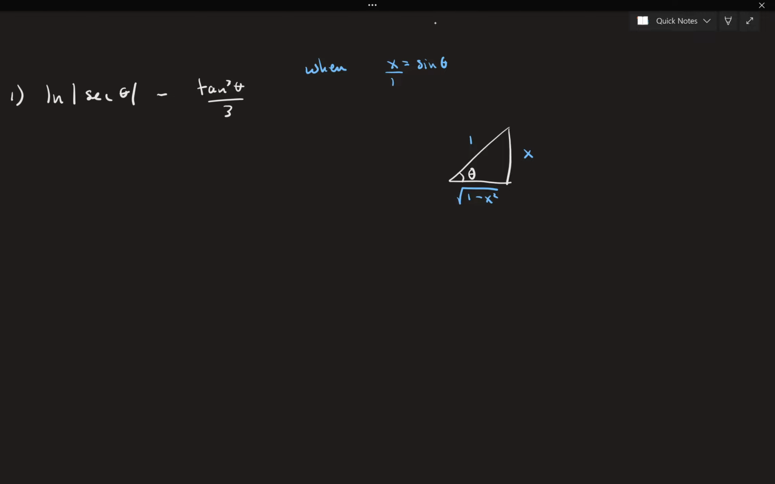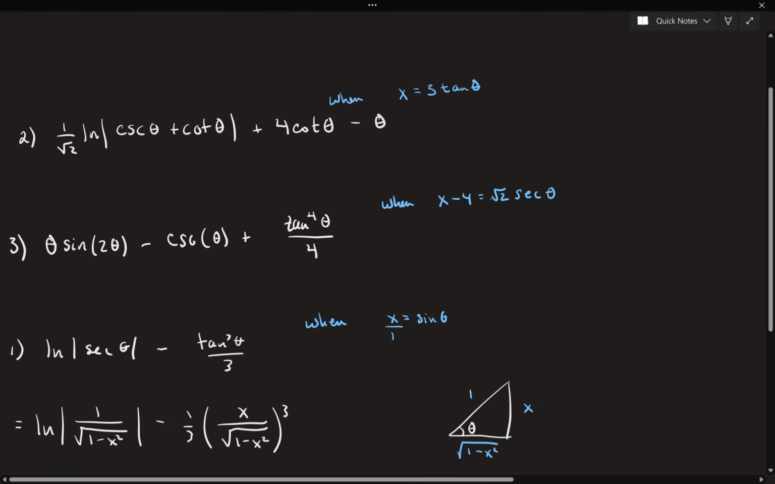And then all of the other trig functions I can now do. That's going to be ln absolute value. Secant is 1 over cosine, that's hypotenuse over adjacent. So I get hypotenuse and adjacent, minus, keep my third out front, I have to do tangent. That's opposite over adjacent. And at that point you can leave it there. I think that's good. Let's do the second example.